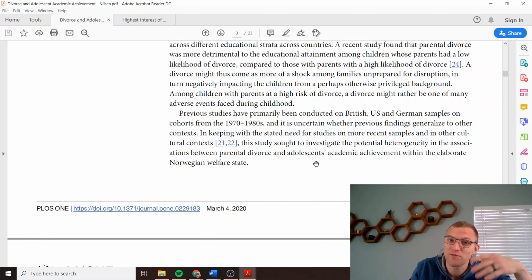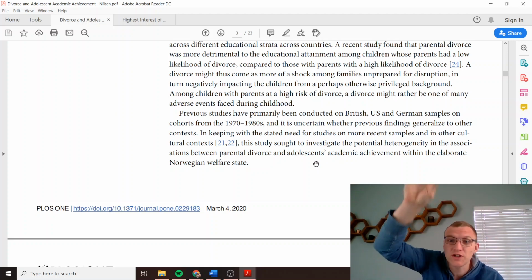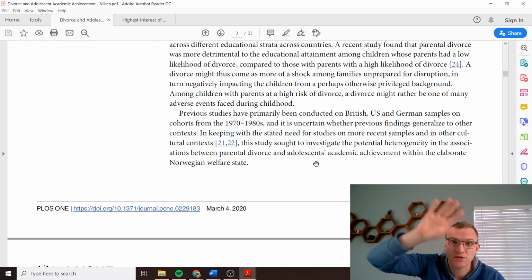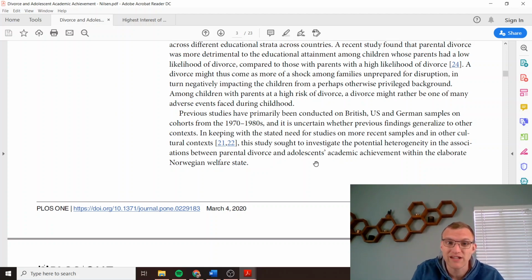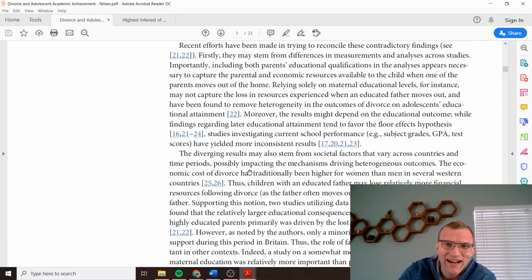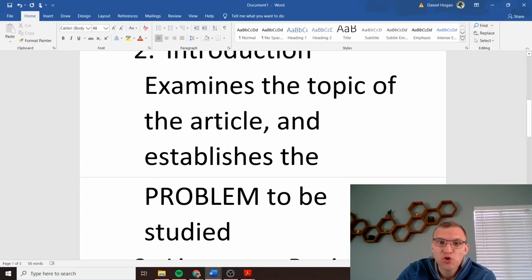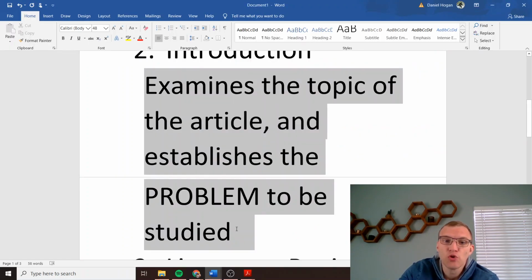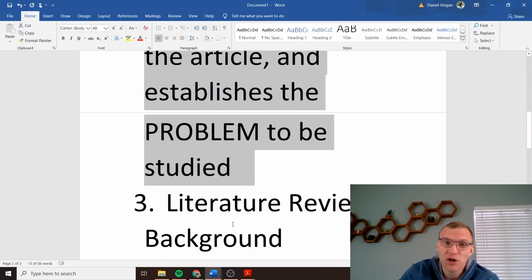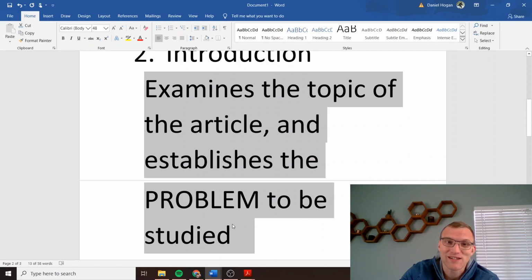So they are saying, all right, this is the problem. People have looked at all these topics throughout history, and the problem is a lot of these studies are old and in different countries. We're doing this study on this country, or in this case, Norway, and it's going to be a new study. So this tells you a lot about the topic. In the same way, the introduction is super important for you to read. So the abstract and the introduction are your great places to start.